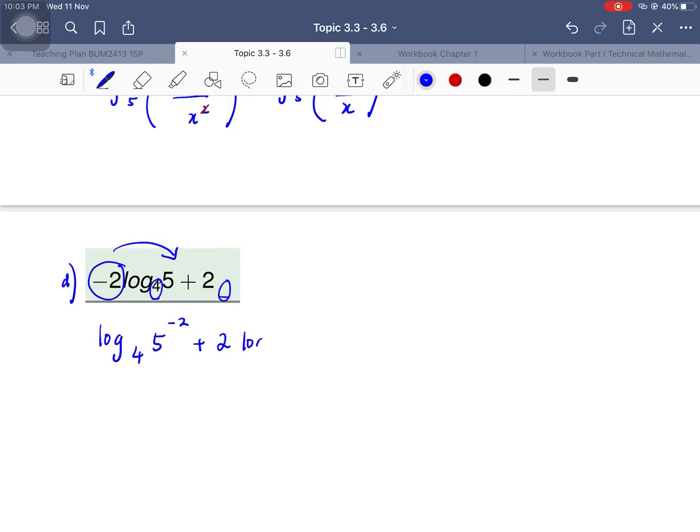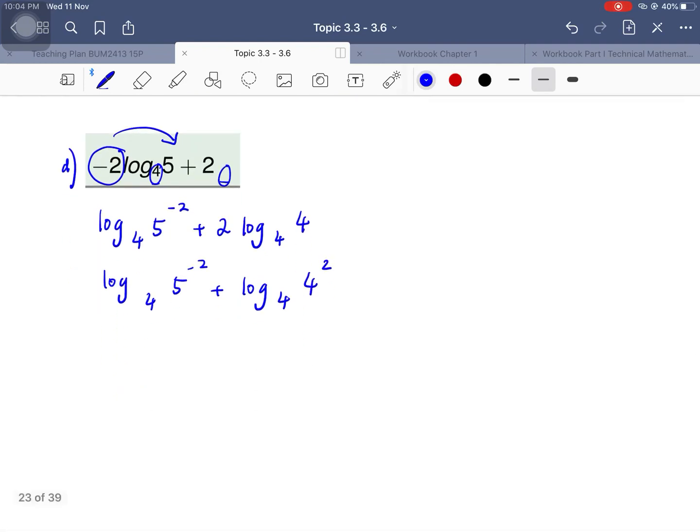So therefore, I'm going to write this as 2 log of 4 with a base of 4. Then only it will become 2 multiplied by 1, which is still going to be 1. And this is going to be log 5 to the power of -2 plus log of 4 to the power of 2. Okay, what I'm going to do next is simplify them. So I'm going to write this as log base 4. This is a plus and this is a plus as well, so I'm going to multiply both of them. So I'm going to have 5 to the power of -2 multiplied by 4 squared.